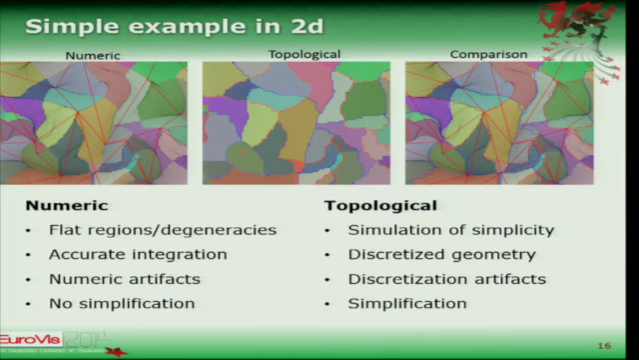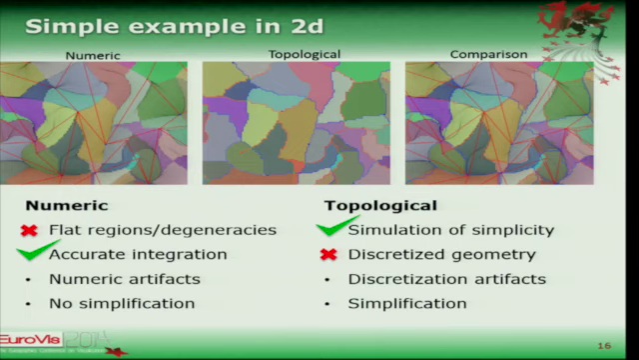So if we actually compare these 2 techniques and try to pick a winner, the first point is that in the numeric version, there's no accounting for flat regions or degeneracies. So what happens if you accidentally hit a saddle, or an almost flat region where your integration simply stops? The nice thing is in the topological setting, we have simulation of simplicity, which gets us through all of this, and we're able to construct a robust representation.